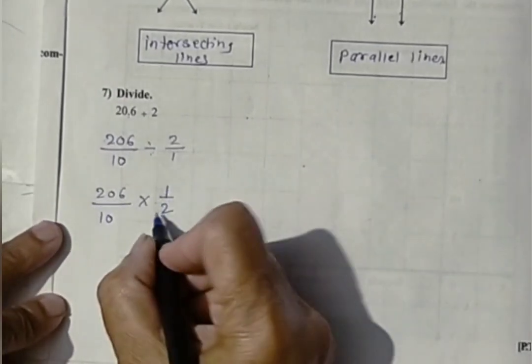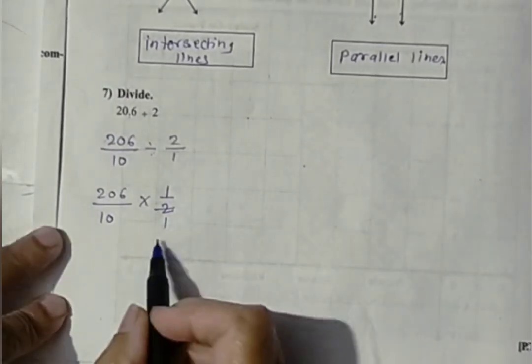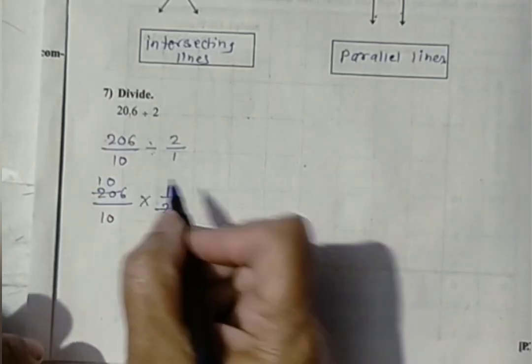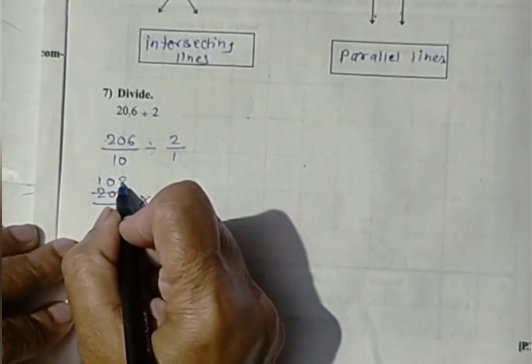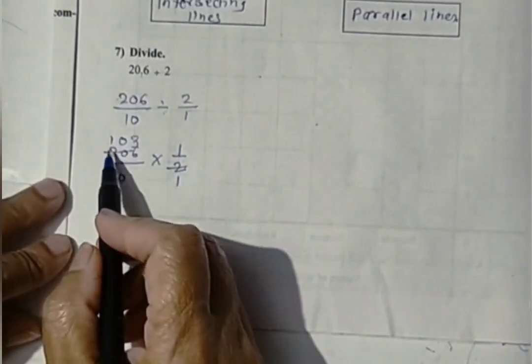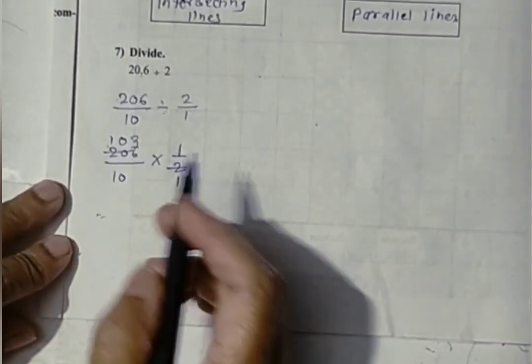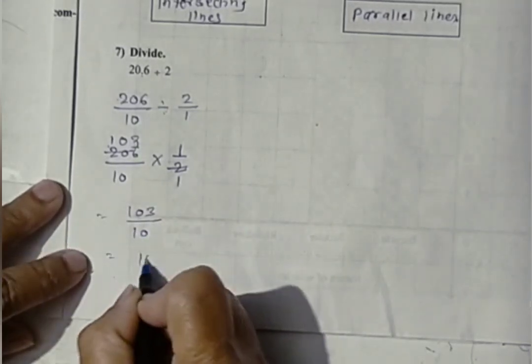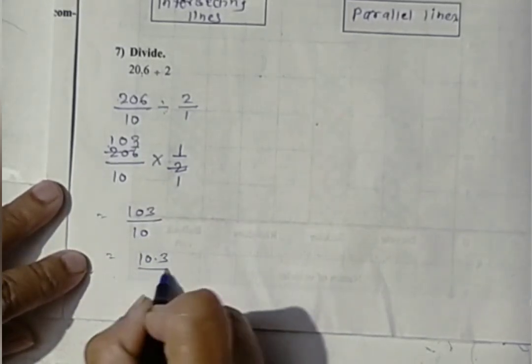206 is divisible by 2. 2 ones are 2. 2 ones are 2. 0. 2 threes are 6. So it is equal to 103 multiplied by 1, 103 upon 10 is equal to 10.3.